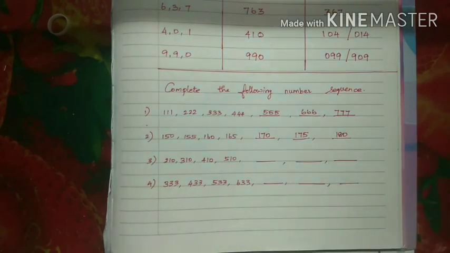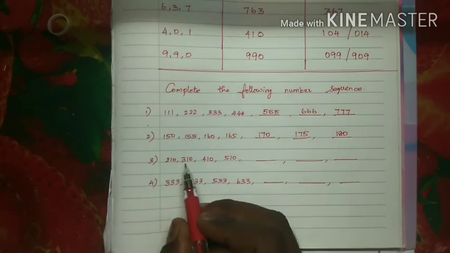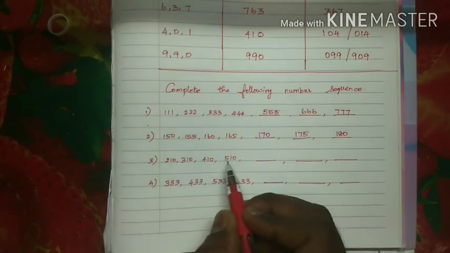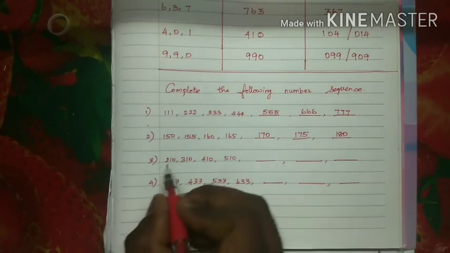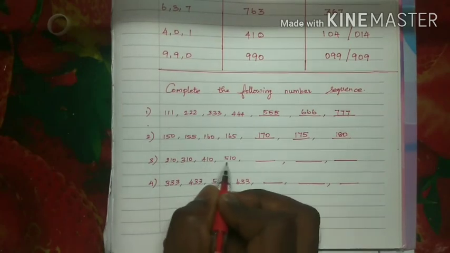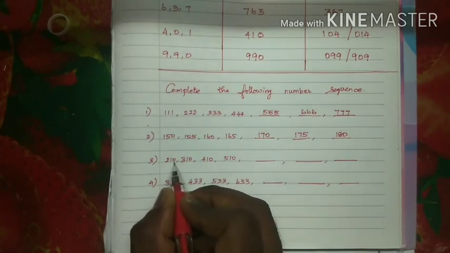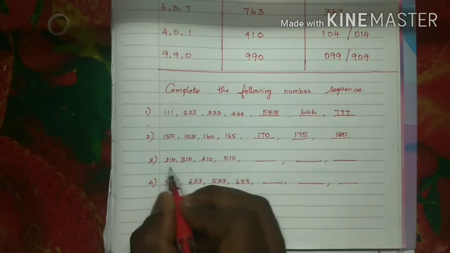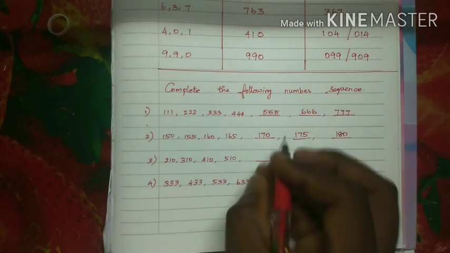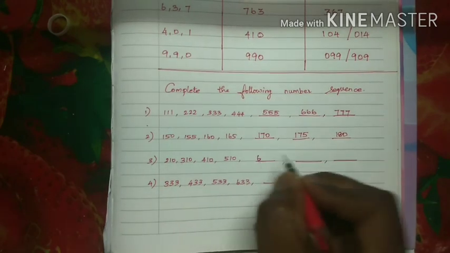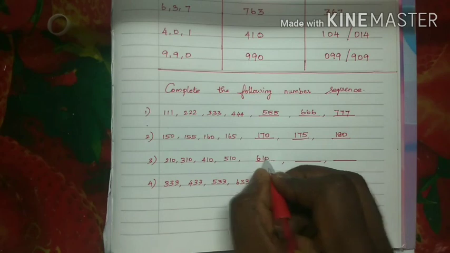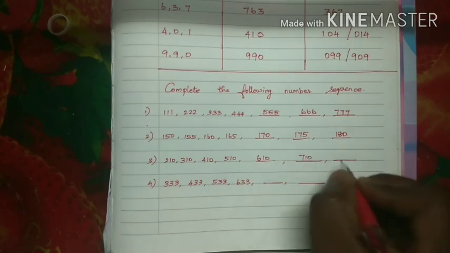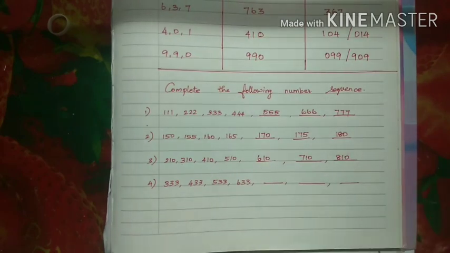Now next one: 210, 310, 410 and 510. Now see this sequence, 2, 3, 4, 5. The tens and ones are the same for all. The only change is the hundreds place, 2, 3, 4, 5. Now you can write 610, 710 and 810.